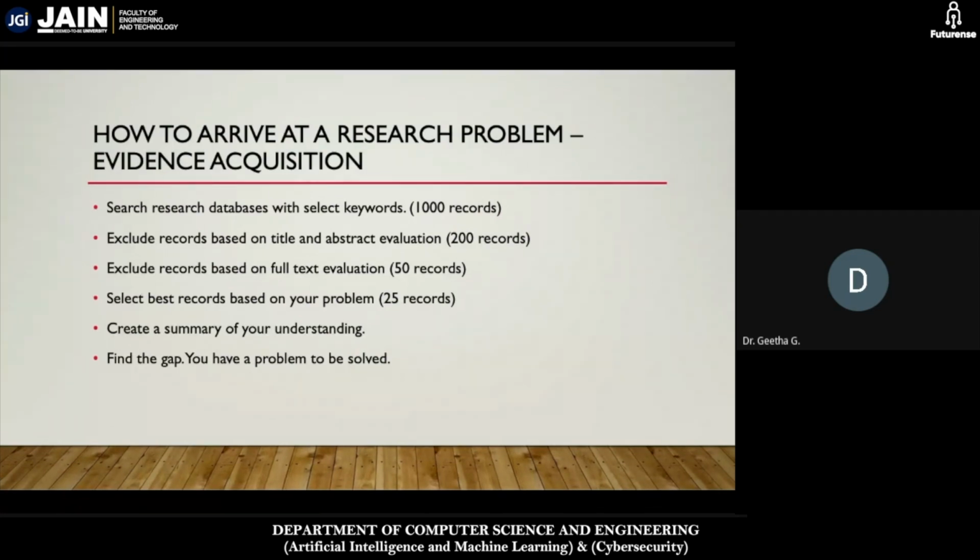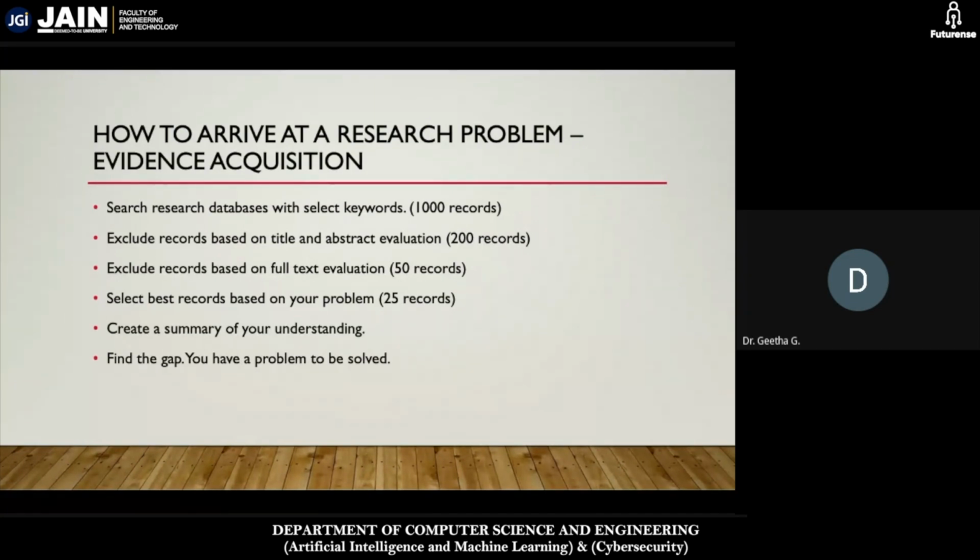The second option is you can go to some other databases like IEEE Xplore. You can also go to ACM. You can also go to ProQuest. So these are other databases from where you can find some information.